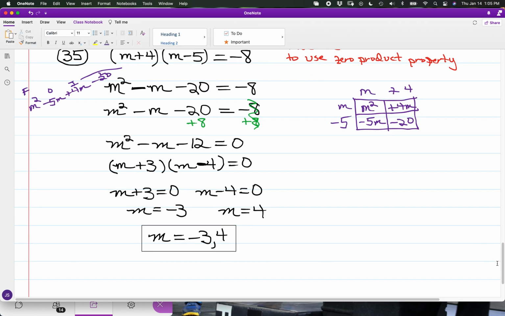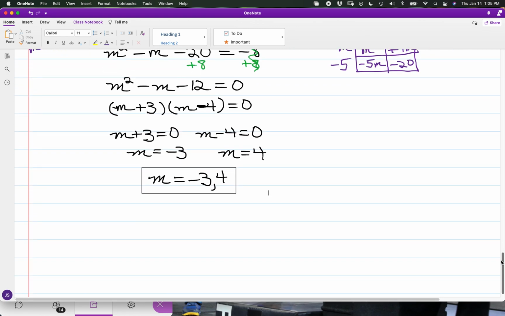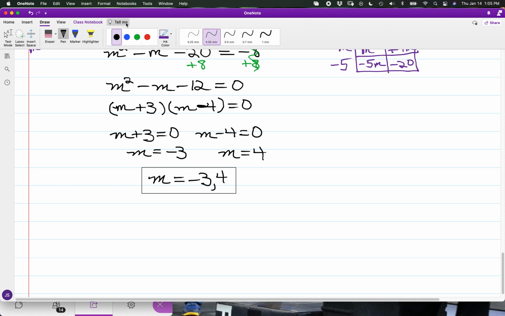All right, okay. And in the next item, again, we're looking at solving by using the square root property of equality.